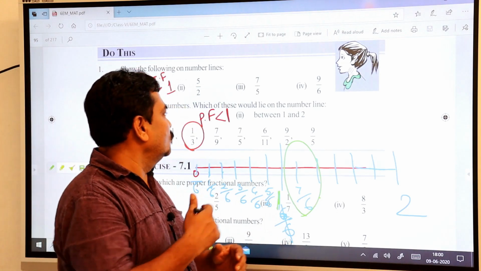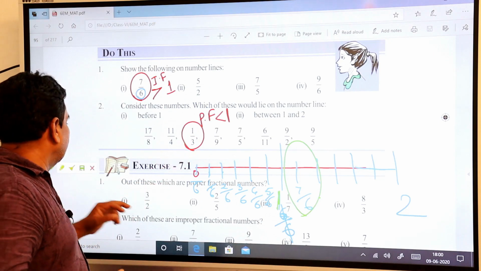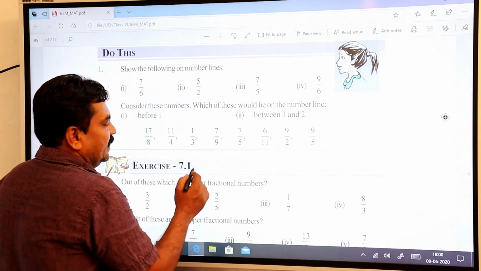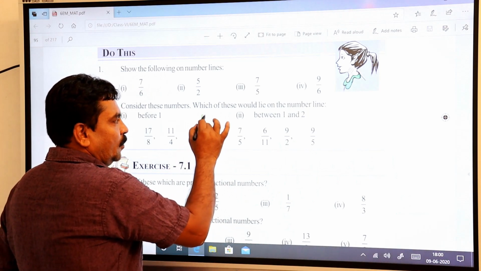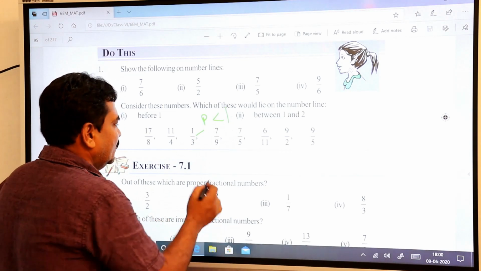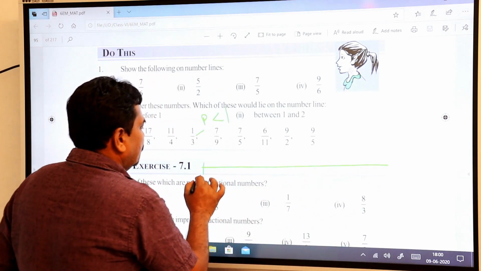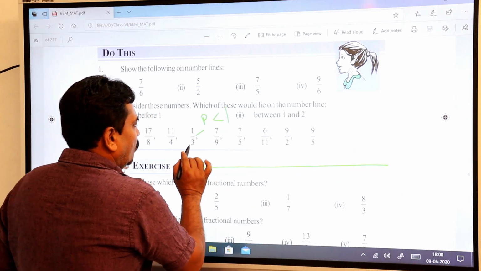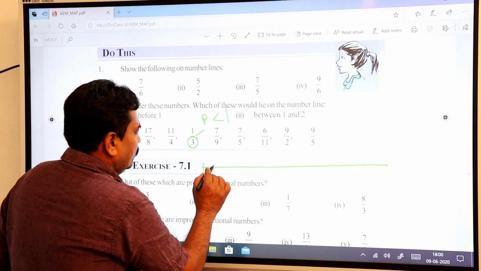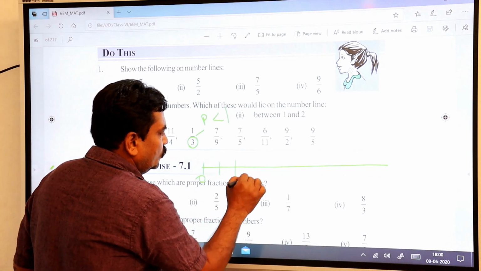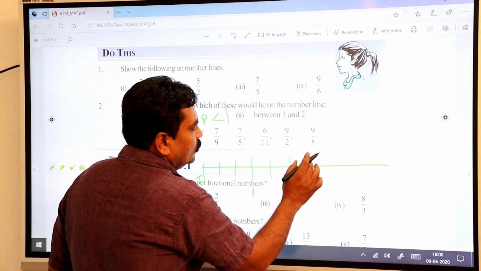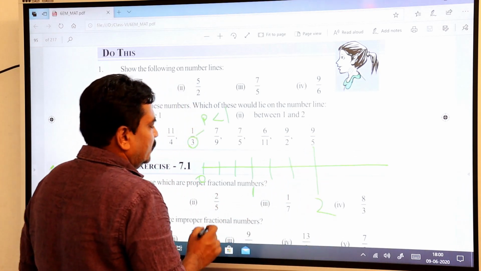Now we'll go back to our 1 by 3. We'll do it again. It is very simple. 1 by 3 is your proper fraction and it should be less than 1. Let's see. Same thing. You draw a number line. This is your 0. Then how many partitions should you get? 3.